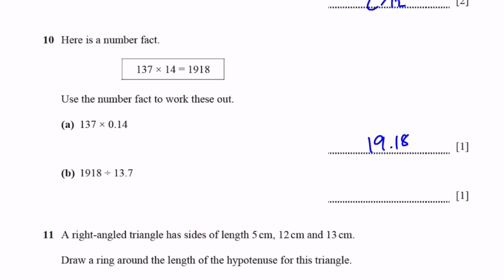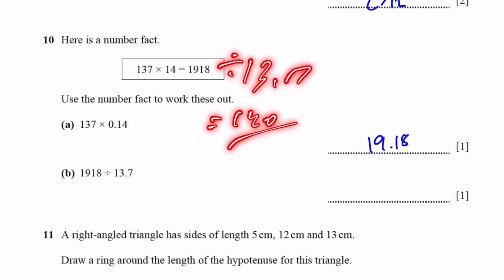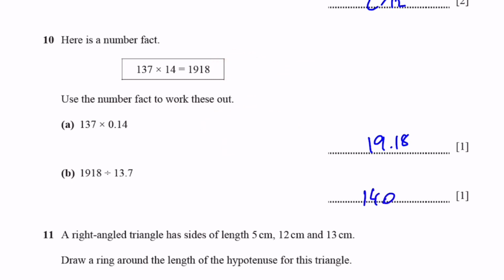B. 1918 by 13.7. So because we're dividing by a smaller number, this one divided by 10, that's 13.7. 13.7 multiplied by a larger number will be 1918 multiplied by 14 into 10, which is 140, right? So that means 1918 divided by 13.7 is just 140. That's the answer.